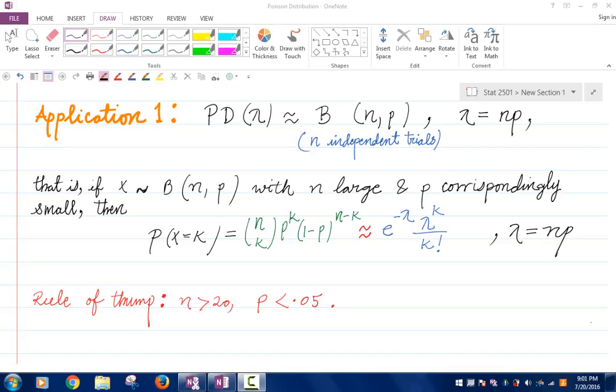Let's recall from the previous video the application of the Poisson distribution as an approximation to the binomial distribution. What we said is that the Poisson distribution with parameter lambda can be used to approximate the binomial distribution with parameters n and p, where lambda is n times p, when n is large and p is correspondingly small. So what it means is that the binomial PMF can be approximated. The binomial PMF evaluated at k is approximately the same as the Poisson PMF evaluated at k.